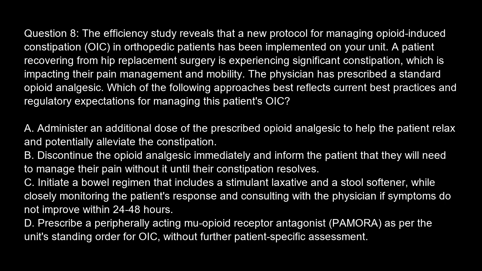Option A. Administer an additional dose of the prescribed opioid analgesic to help the patient relax and potentially alleviate the constipation. Option B. Discontinue the opioid analgesic immediately and inform the patient that they will need to manage their pain without it until their constipation resolves. Option C. Initiate a bowel regimen that includes a stimulant laxative and a stool softener, while closely monitoring the patient's response and consulting with the physician if symptoms do not improve within 24-48 hours. Option D. Prescribe a peripherally acting mu-opioid receptor antagonist, PAMORA, as per the unit's standing order for OIC, without further patient-specific assessment.